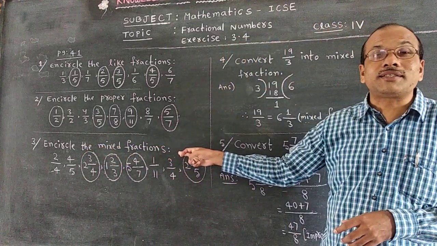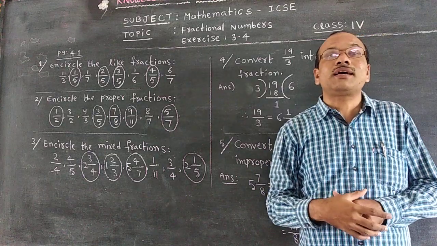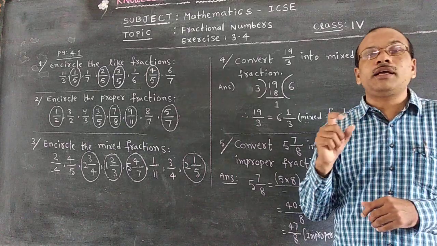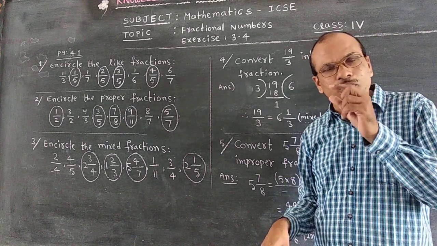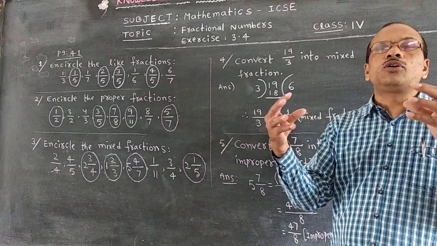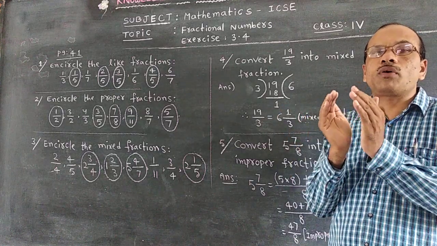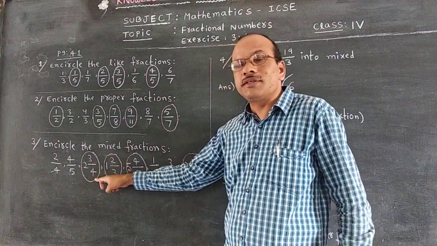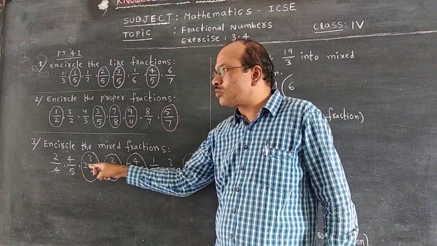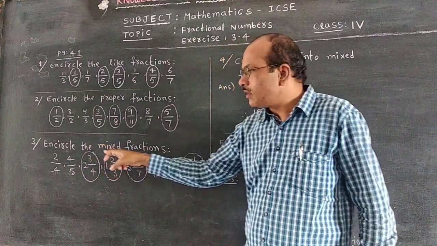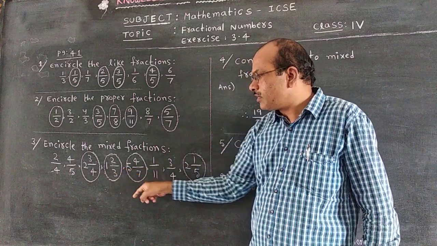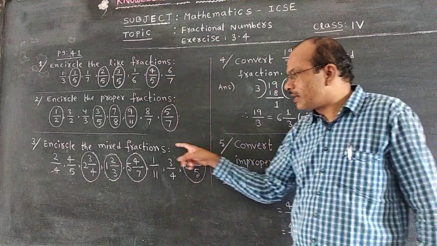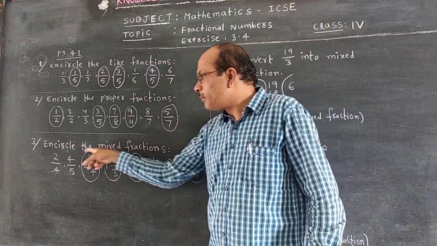Encircle the mixed fractions. As we said, mixed fractions are a combination of a whole number and a proper fraction. There must be a whole number and a proper fraction together. Here 2 is a whole number, 3 by 4 is a proper fraction. Two things together form a mixed fraction. In the same way 1 2 by 3, 5 4 by 7, 2 1 by 5. All these arranged in circles are called mixed fractions.